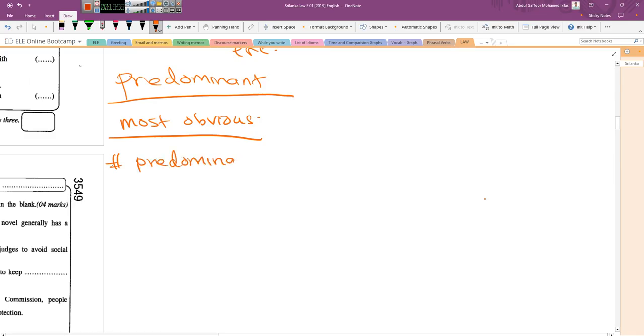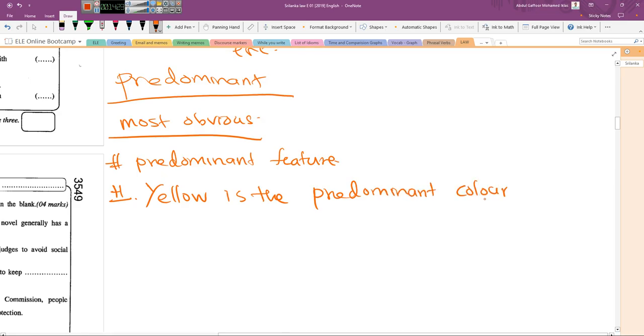Predominant feature, right? Another example sentence is, yellow is the predominant color this spring in the fashion world, right? So what does it mean? This sentence is just given in the dictionary. Yellow is the predominant color this spring in the fashion world.